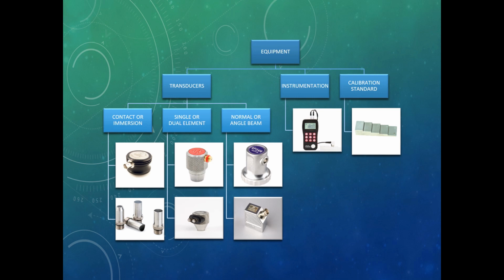So now I will talk about the equipment for ultrasonic testing. Equipment for ultrasonic testing is very diversified. Proper selection is important to ensure accurate inspection data as desired for specific applications. In general, there are three basic components that comprise an ultrasonic test system, which are transducers, instrumentation, and calibration standards.